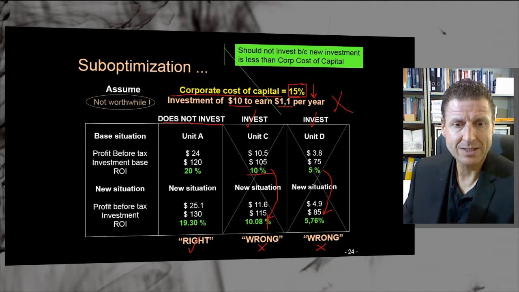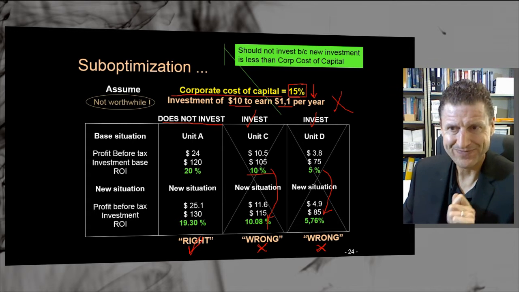In other words, this is congruent with the value creation from the corporate point of view. This decision by C and D is incongruent. In other words, it is suboptimal from the point of value creation at the corporate level.